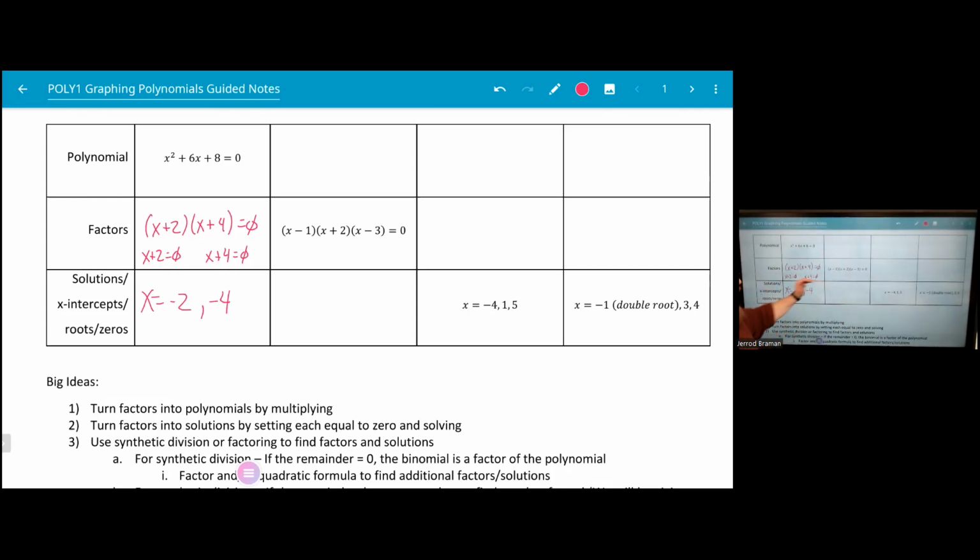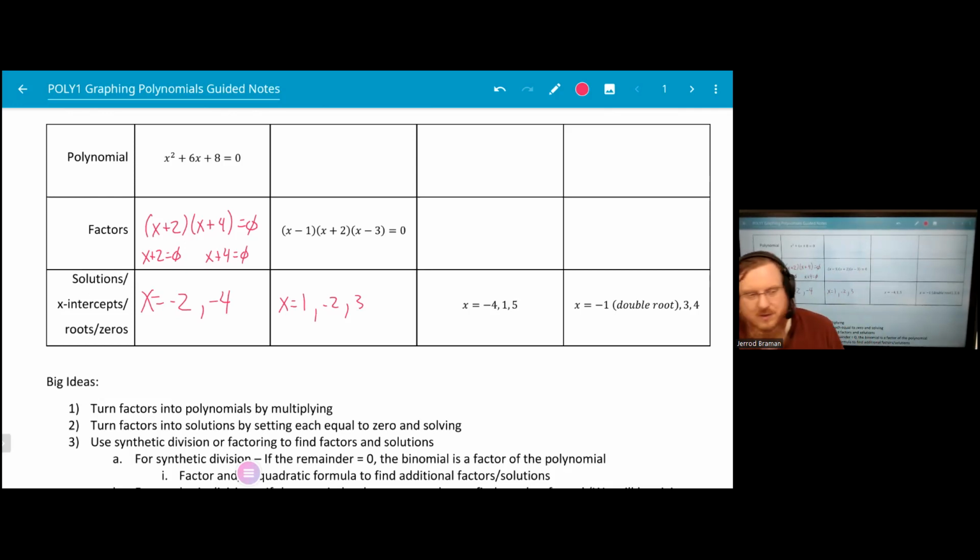Let's take a look at this other one. This next one, again, we're looking in columns right now, right? So in this column, I've been given a factor. And what I need to do is find the solutions, but then also complete the table by finding the polynomial. Let's do the factors or the solutions first, right? We set these independently equal to 0, x equals 1, -2, and 3, right? x minus 1 equals 0, x equals 1. x plus 2 equals 0, x equals -2. x minus 3 equals 0, so x equals 3.